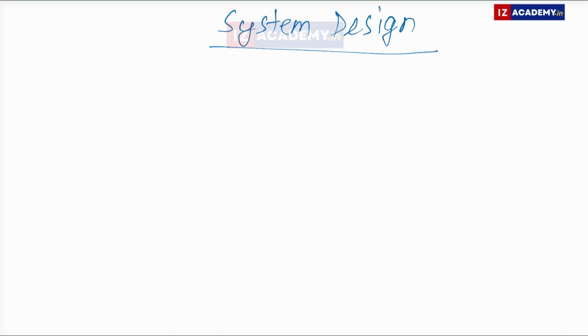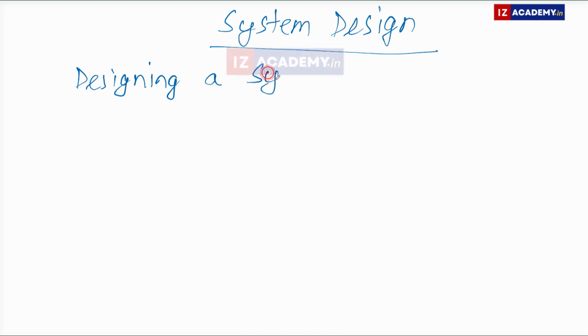Well, as you can see from the words, it essentially means designing a system. And what is a system? It could be an application, whether it be a web application or a mobile application, right? So it is actually the designing of a system. That is the study of system design.